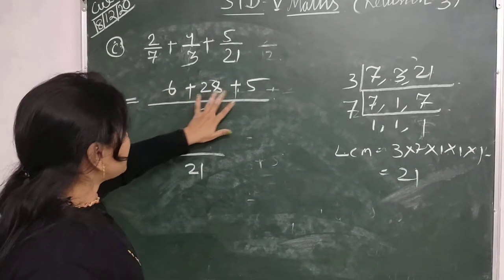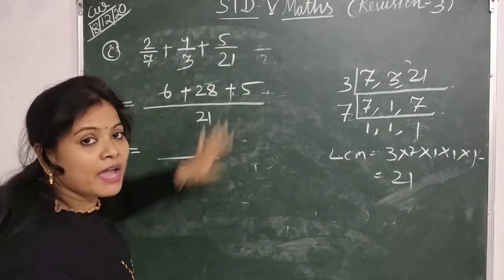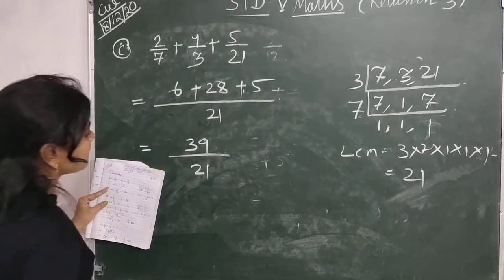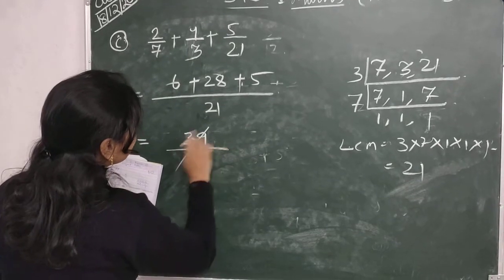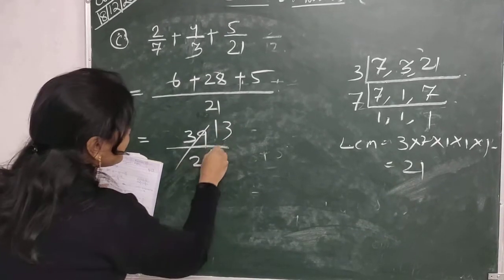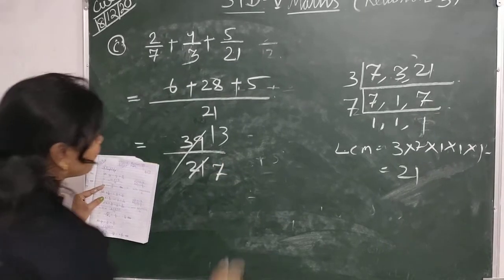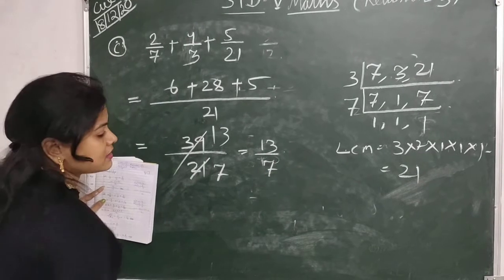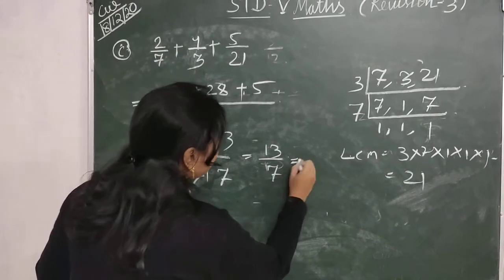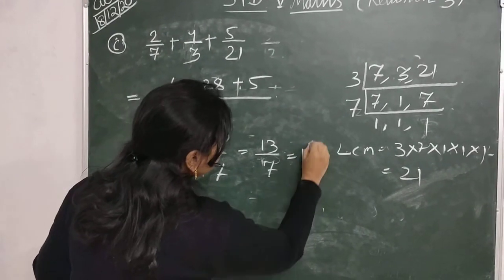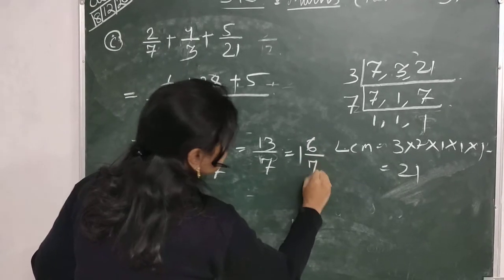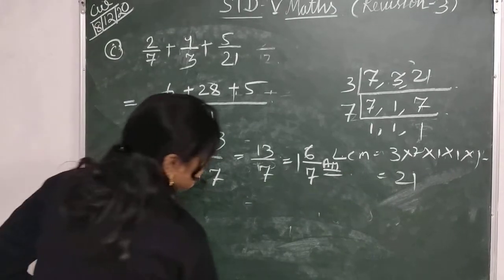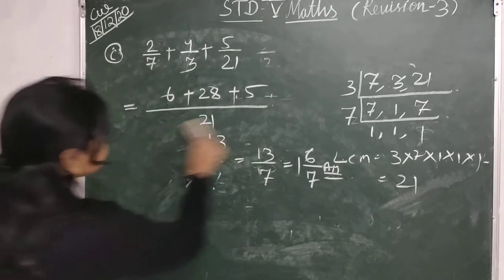6 plus 28 plus 5. Children, 6 plus 5, 11. 11 plus 28, 39. I am going to simplify it. Divide by 3. Okay. 3 ones are 3. 3 threes are 9. 3 sevens are 21. It is 13 by 7, children. Okay. It is not a proper fraction. So it will be 1 and 6 by 7. Okay. Your answer is 1 and 6 by 7.